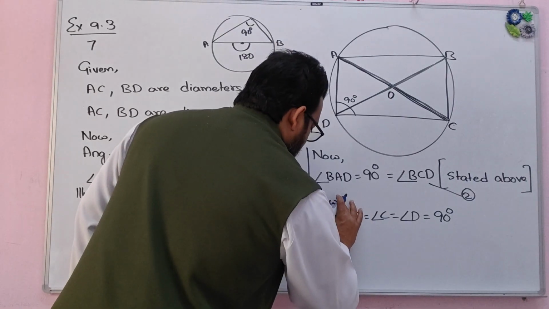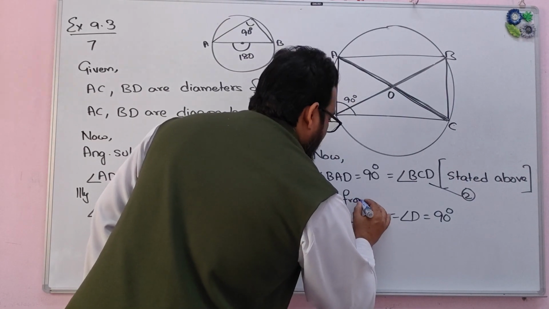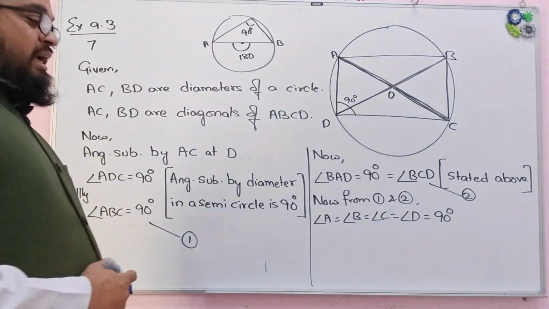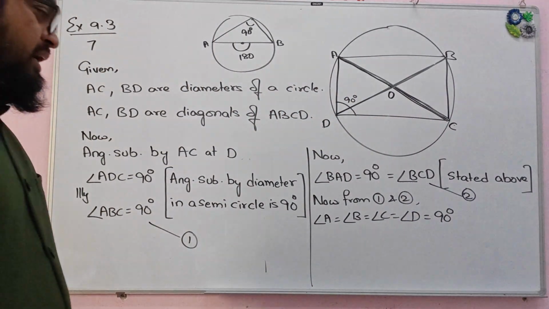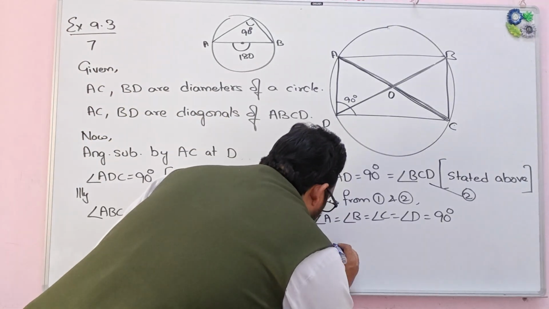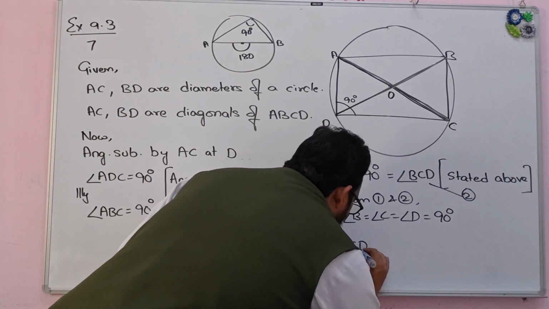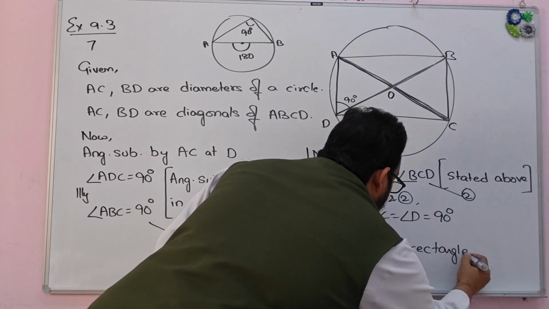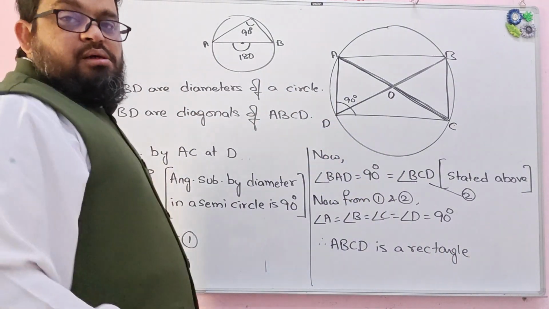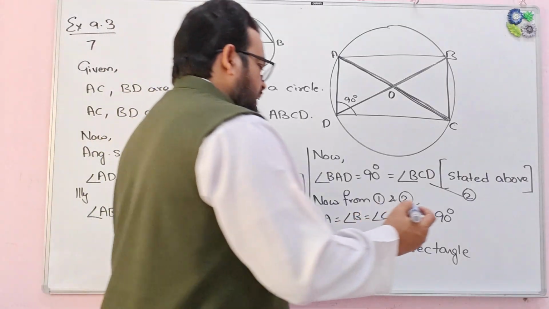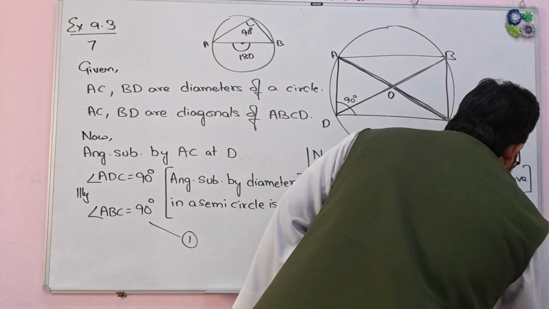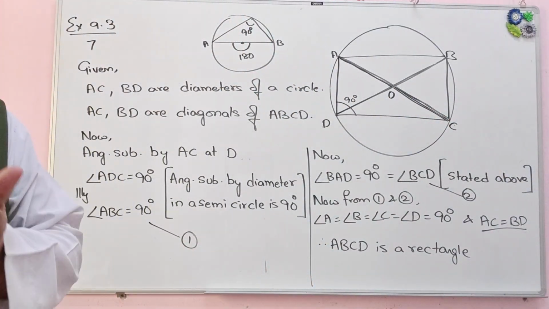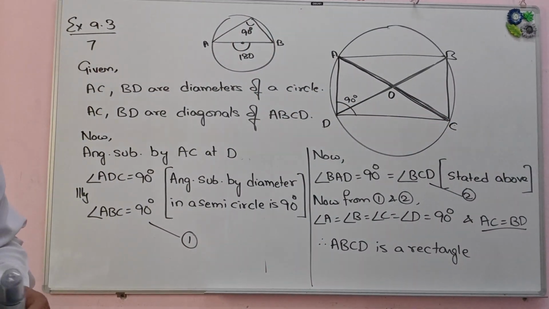You can now write, from equation 1 and equation 2, that angles A, B, C and D are each equal to 90 degrees. Therefore ABCD is a rectangle. Understood or not? Everybody understood? Also you can write that diagonal AC is equal to BD. So therefore ABCD is a rectangle. I hope you understand this.